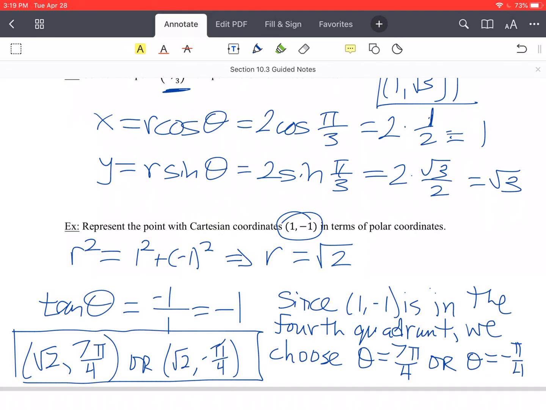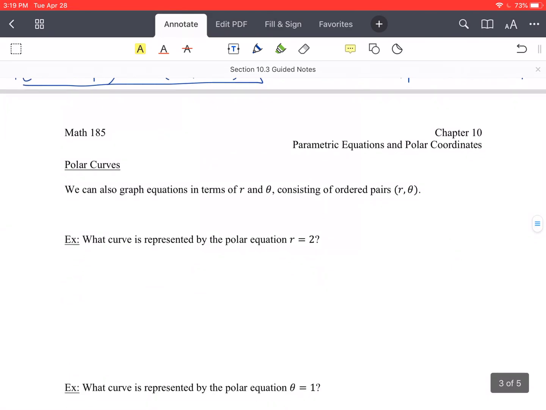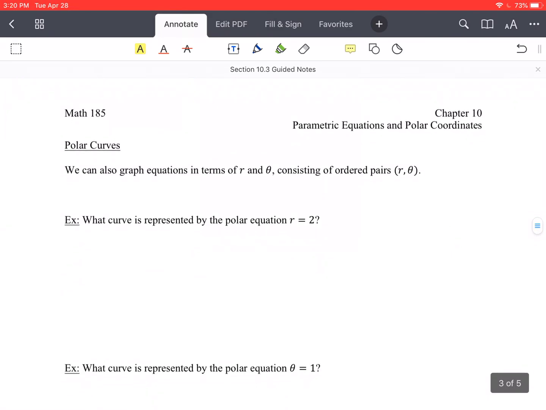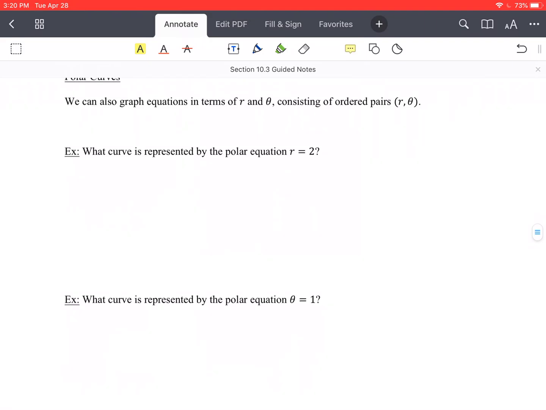All right. So let's take a look at the next page here. Polar curves. We can not only plot points using polar coordinates, we can graph curves with polar coordinates. So let's take a look at what we can do here for ordered pairs (r, theta).